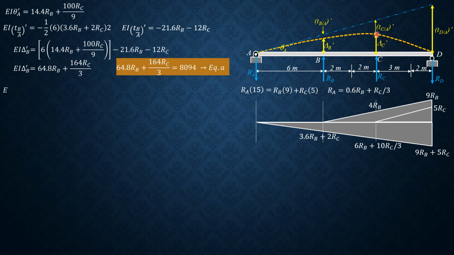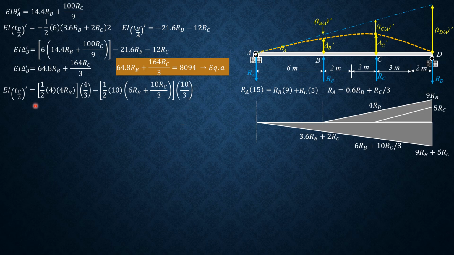Then let's solve for EI deviation of C relative to A prime. We consider these areas here with respect to C. So 1/2 of 4 times 4 RB times 1/3 of 4, 4/3, and minus this area, minus 1/2 of 10 times quantity 6 RB plus 10 RC over 3. 1/3 of 10 is 10/3 moment arm. Combining like terms, EI deviation of C relative to A prime equals negative 268 RB over 3 minus 5000 RC over 9.